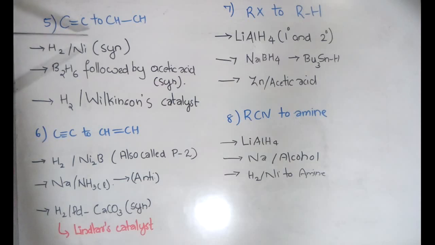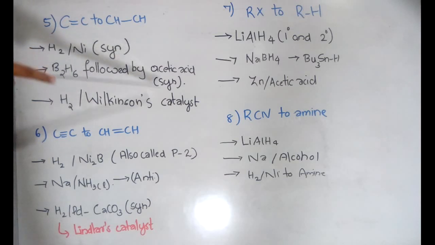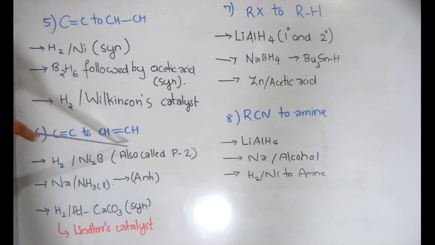The first one will be the conversion of alkenes to alkanes. The major ones are H2/Ni, hydrogen and nickel. Then comes diborane and then H2 with Wilkinson's catalyst. Here in case of both H2/Ni and B2H6, it is syn addition. Syn means hydrogen will be added through the same side. That is, both the hydrogens will be added through the same side. That is syn addition.